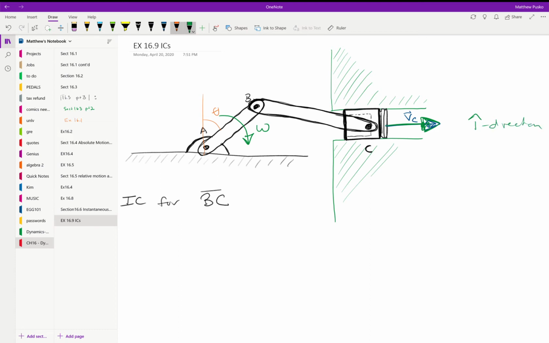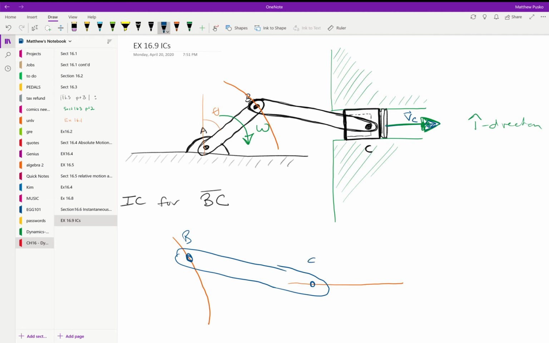Let's take a look at the other paths too. This is on a circular path. The other one is on a straight path like this. And let's connect the dots. Alright, so that's what BC is doing. It is moving with some velocity at C here, and if this is a circular path, this has to have some tangential velocity at B.